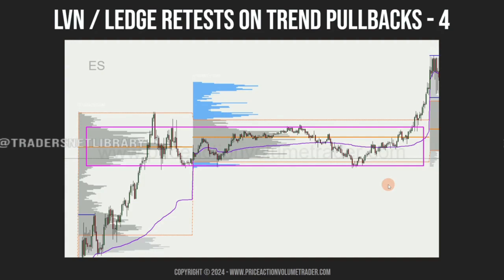Here we have another example in the ES, the S&P market, very similar to the last one we saw. Again, very clear high volume node marked here. Overall market structure is to the upside on these lower time frames. We had an open on the evening.